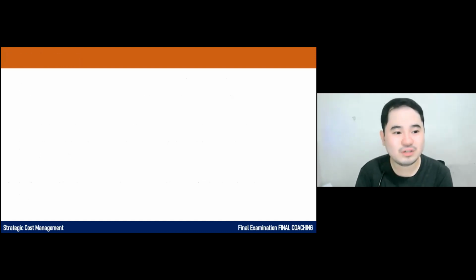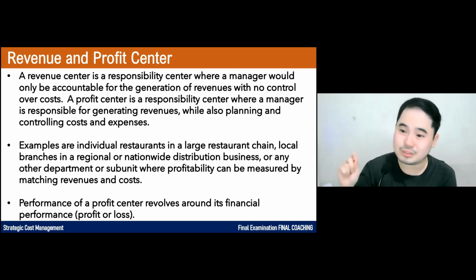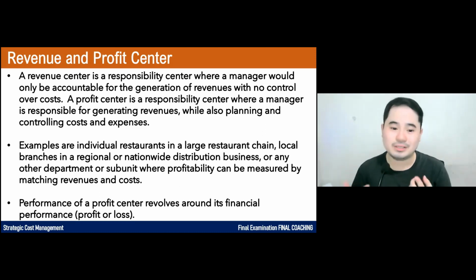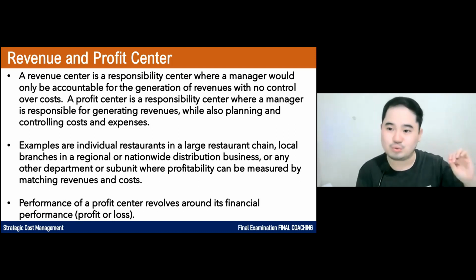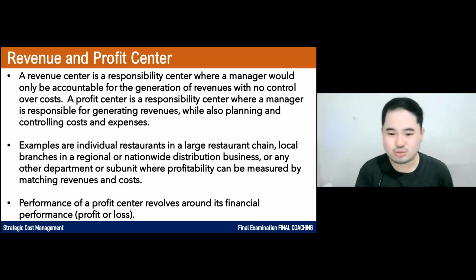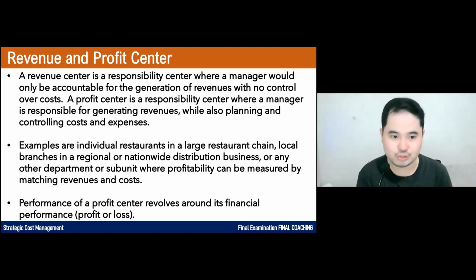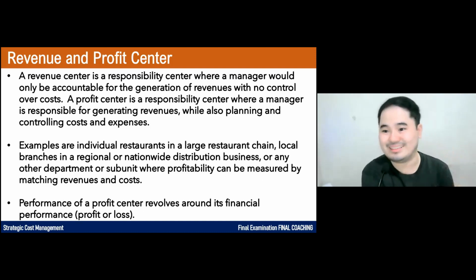Okay? Kapag naman po revenue center, it's completely about generating revenue. Although madalang po yung mga ganong responsibility center, because when you are generating revenue, automatically you are incurring costs as well. So, papasok ka ngayon sa konsepto ng profit center. Okay? Which is, a profit center is responsible for generating revenues and at the same time controlling the costs and expenses relating to that responsibility center. So example, individual restaurants in a large restaurant chain or local branches ng nationwide distribution business, departments or subunits where profitability can be measured. So the main measurement tool for revenue and profit center is the endpoint net income, which is your financial performance that can be seen in your income statement.